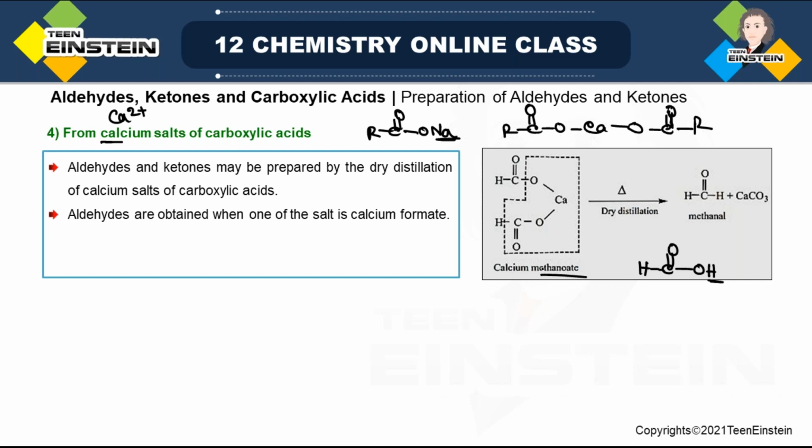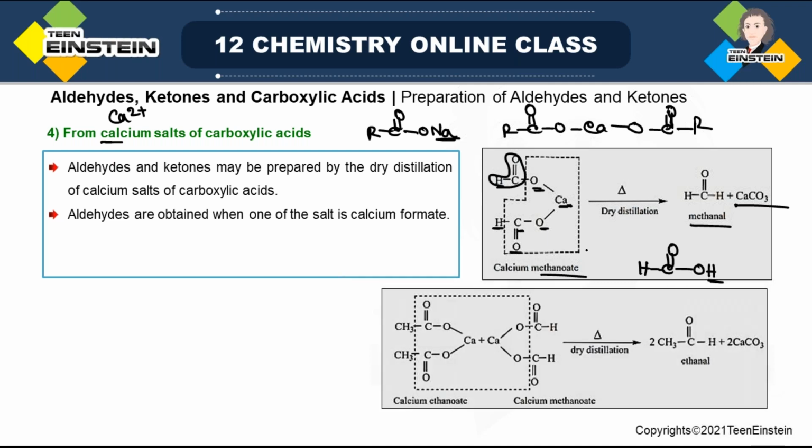See, here some dotted line is given so that you can understand that this Ca, 1 carbon, 3 oxygen together, as if it is making CaCO3 as a byproduct, and this part is remaining HCO, another H, so it is making formaldehyde or methanol. So when your starting material is calcium formate, then the product will be aldehyde. Now in this case, we have taken only 1 calcium salt, right?